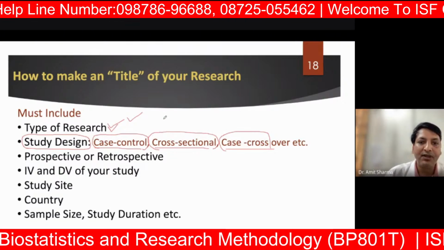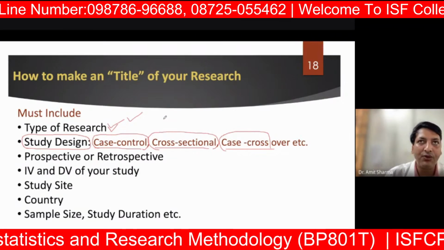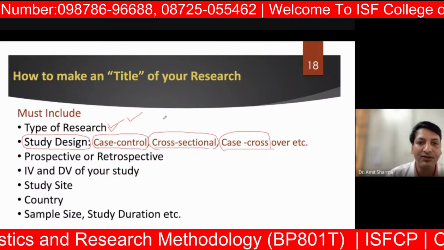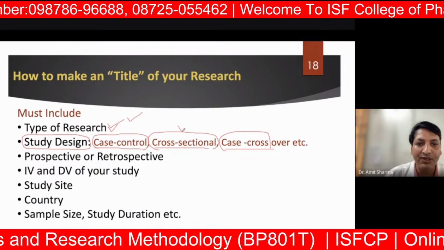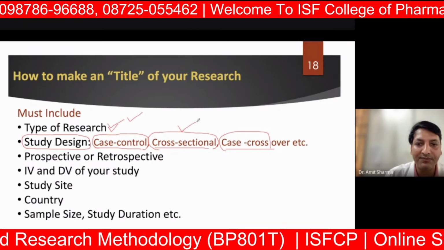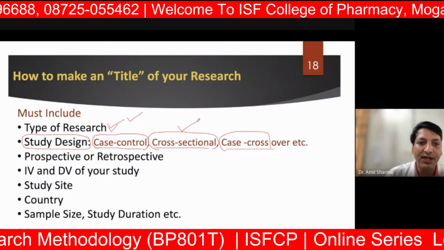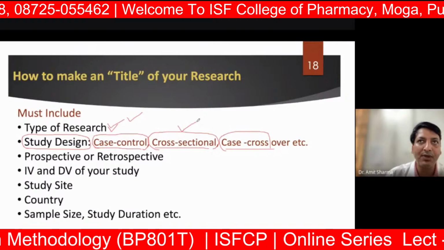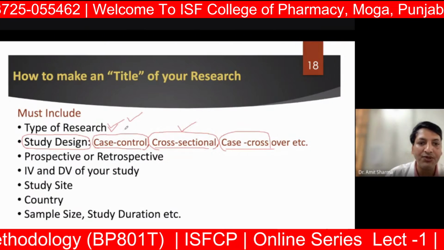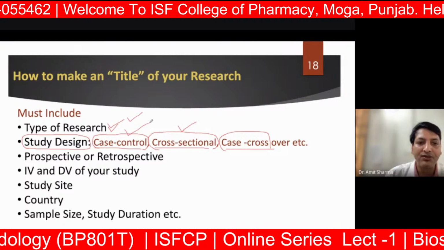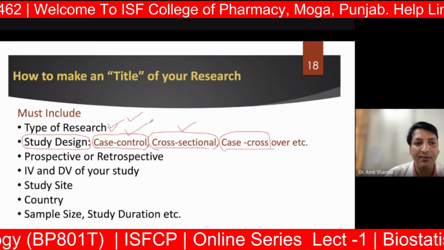For example, if you're just observing, you're doing descriptive statistics, in that case you have to use the term cross sectional. If you have 2 groups, one group is case and one group is control, and you are comparing 2 different groups, then you are going to use the term case control. So like this, different types of study designs are there.